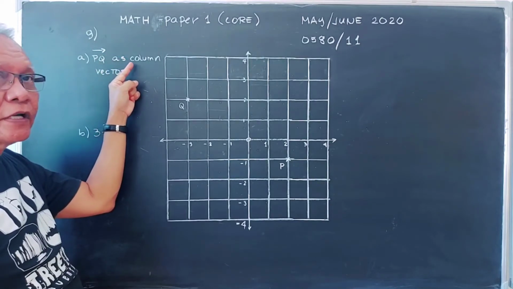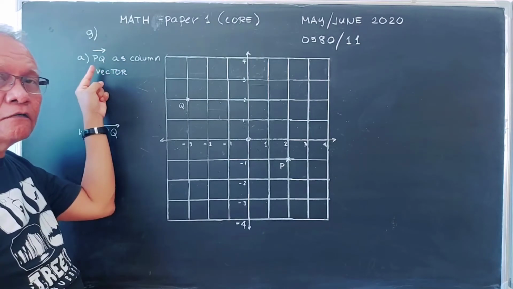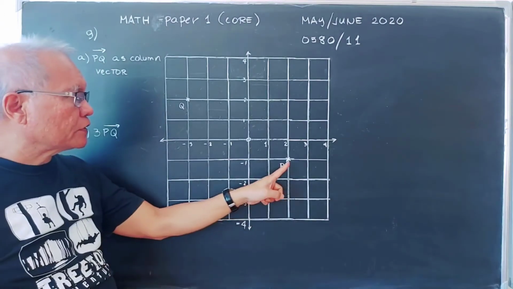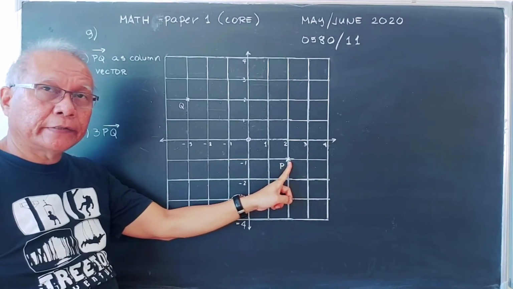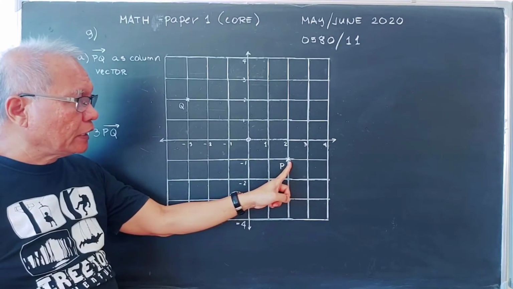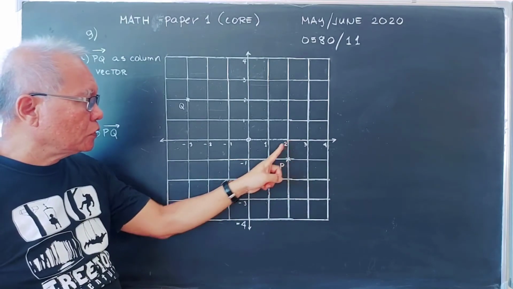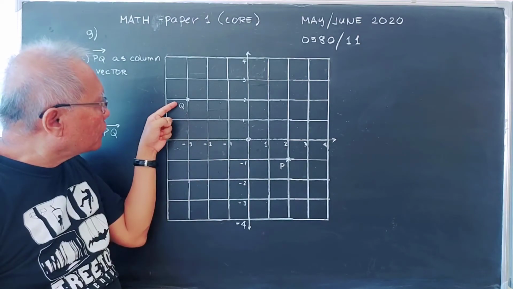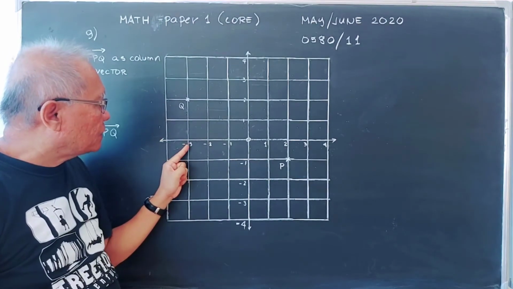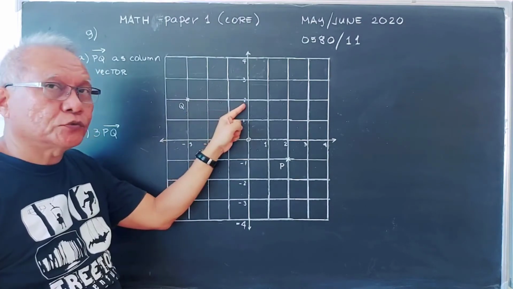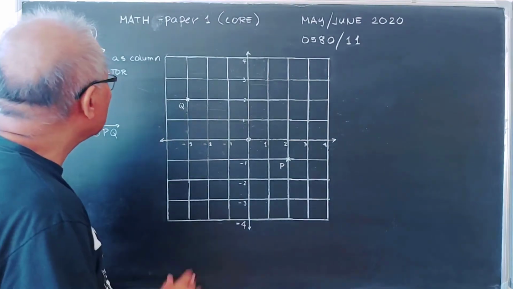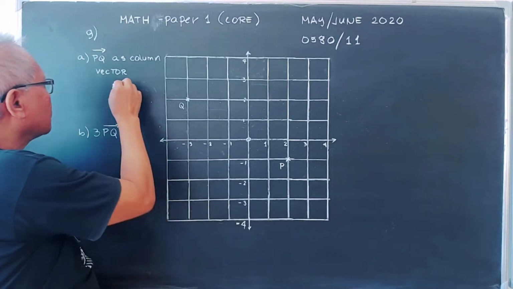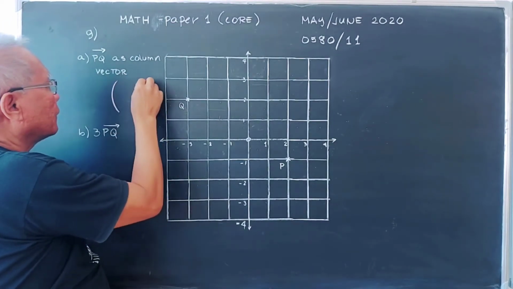Now, we are going to find the column vector of PQ. So, let's have first the coordinates of P. The coordinates of P are 2, -1. And for Q, it's -3 and 2. How do you find the column vector? The column vector is written in the vertical form.